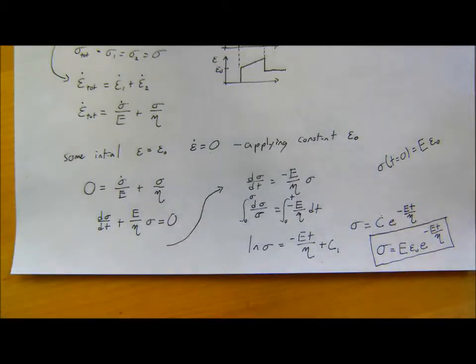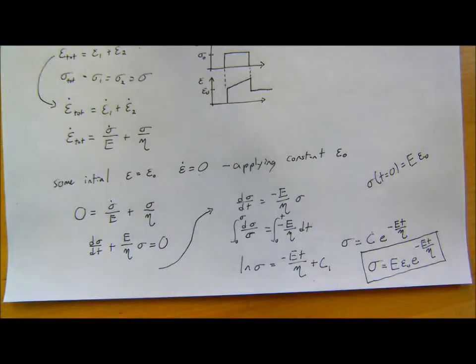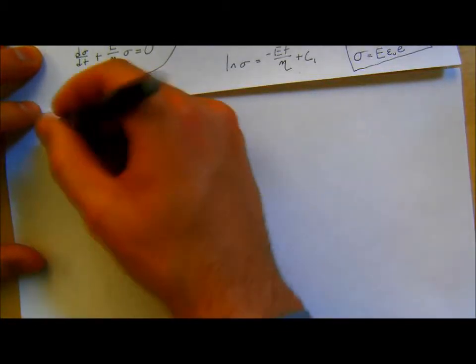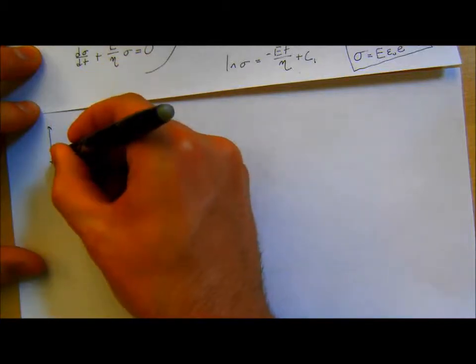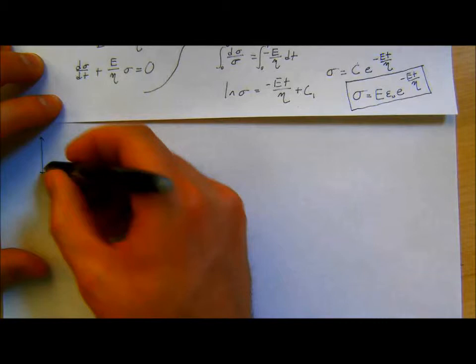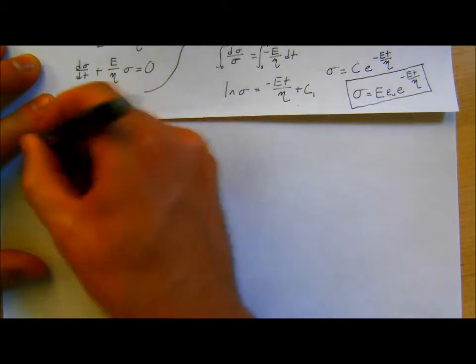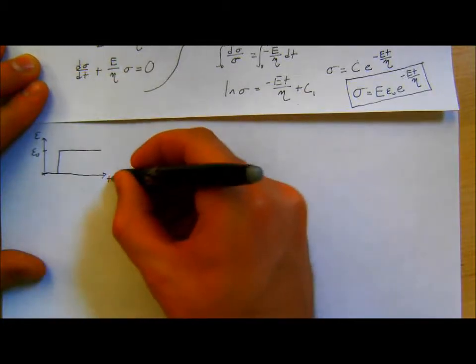Okay. So, oh, I'm almost out of paper. Cool. All right. So now I have how this is going to respond in time. So I have this exponential relationship, sigma equals E epsilon naught E to the minus ET over eta. So what this basically means is, now my scenario, the scenario that I was trying to solve is I'm applying epsilon naught at some time t. Let's see if I can do this with two papers. This is always tricky.